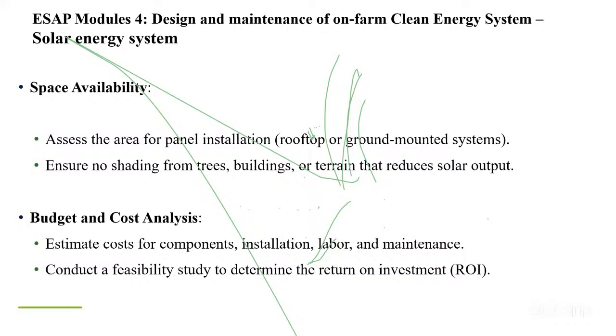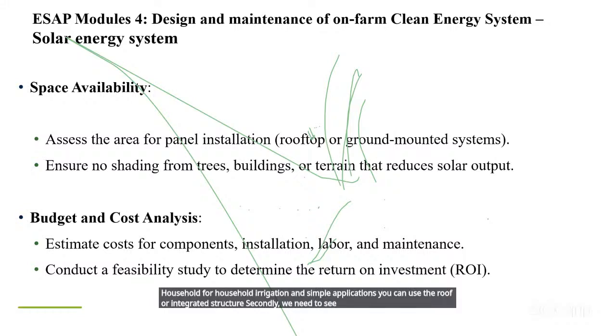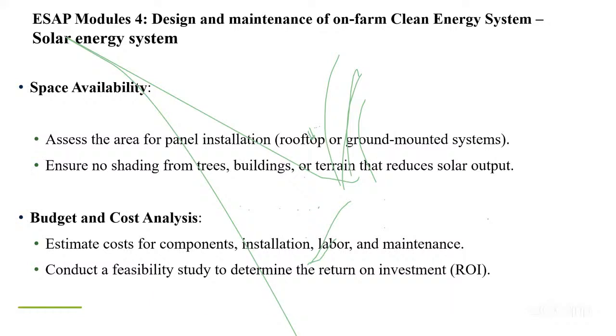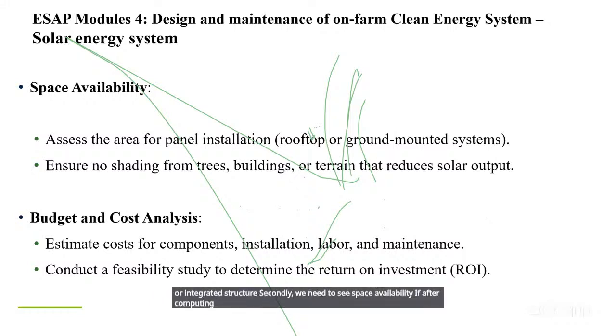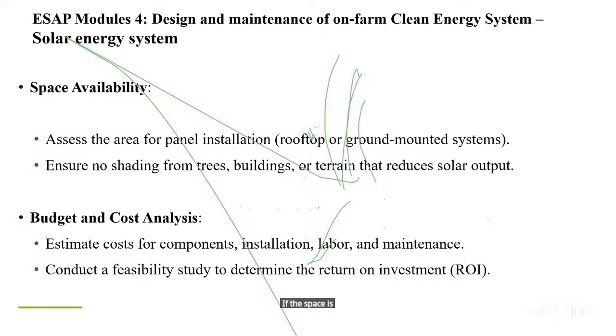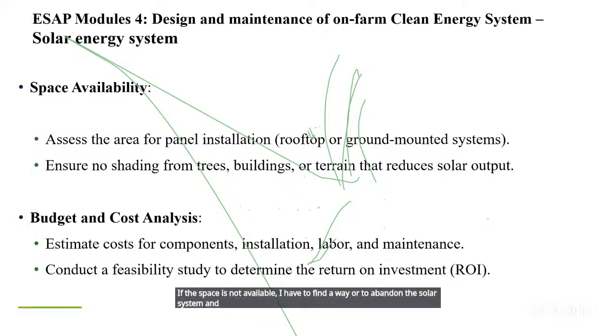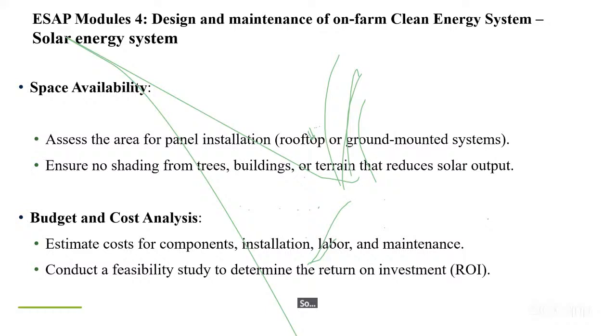Secondly, we need to see space availability. If after computing, I see that I need 5 hectares, I should make sure that this space is available. If the space is not available, I have to find a way, or abandon the solar system and see if there is another renewable resource available. So you assess the area for panel installation, and this is a function of power demand.